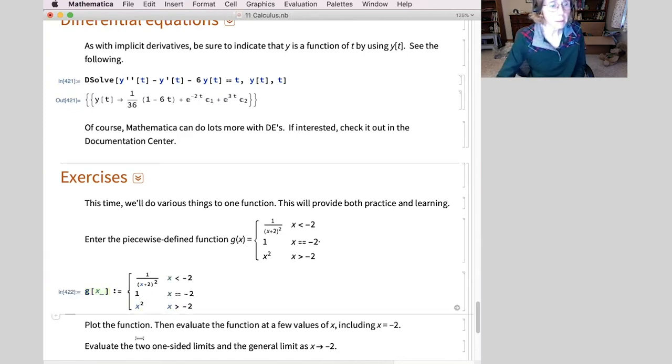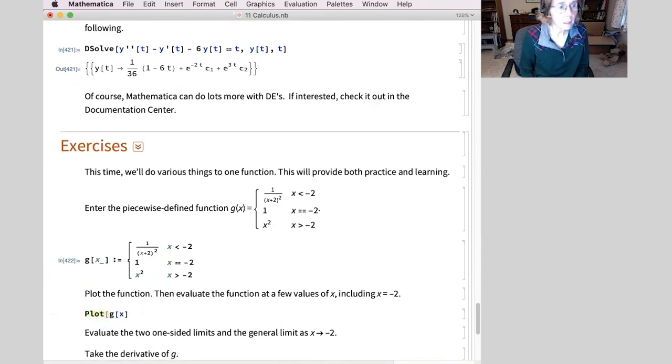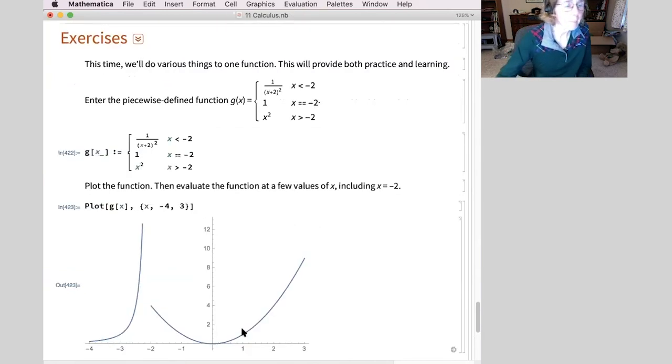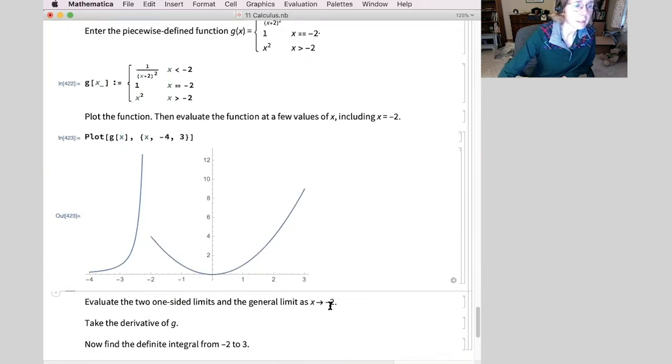I'm going to come down here and plot the function. So g of x, and let me go from, let's say, x equals negative 4 up to 3. Good enough. Okay. Now, in this case, you don't see the 1 in there. So there is supposed to be a dot there. It won't show you that. But in fact, Mathematica does really understand that it's there.